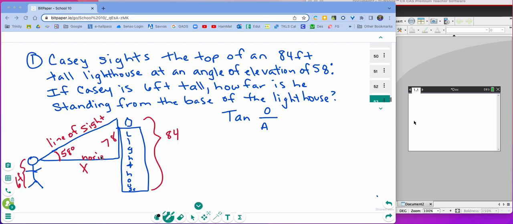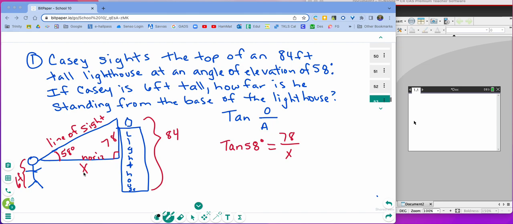When we talk about right triangles, we can use trig to figure out the missing parts. So we have the opposite side, and we're trying to find the adjacent side. So we're going to be using the tan. The tan of the angle that's given to us, which is 58 degrees, is going to be equal to the opposite side, which is 78, divided by the adjacent side of the angle, which is going to be x.